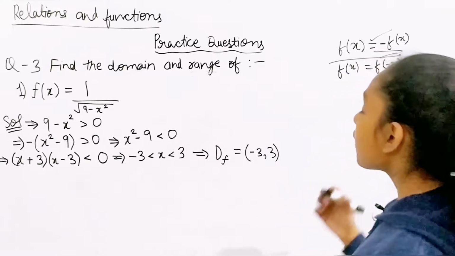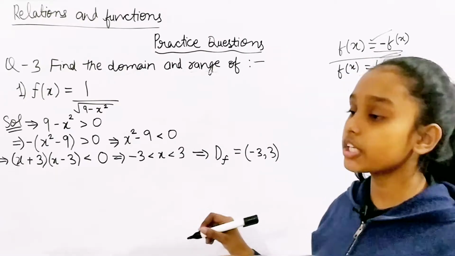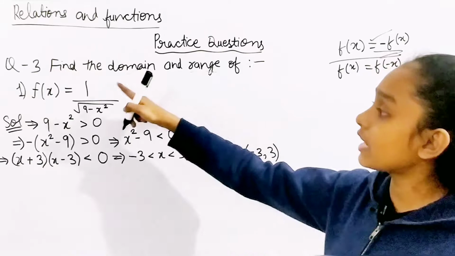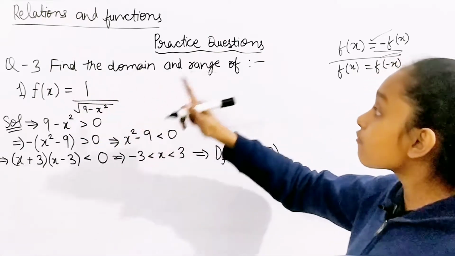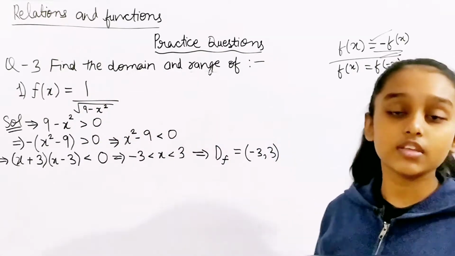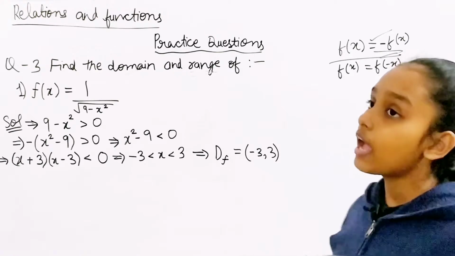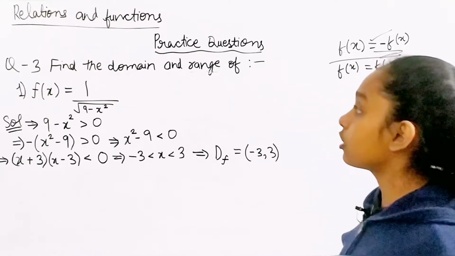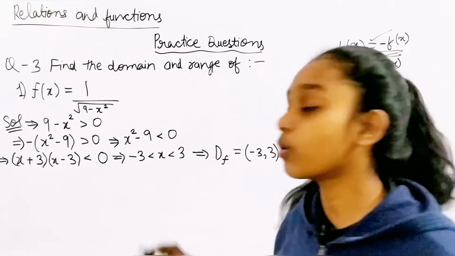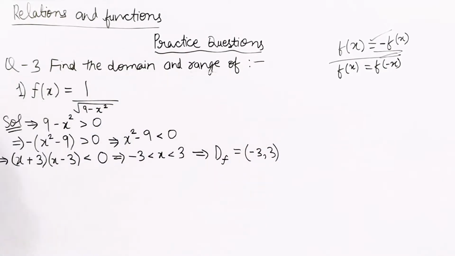Got it? So to find the range, it's obviously easy. First of all, the domain is going to be the x. But now for the range, we're going to use y, as we know that x is going to be our input value and y is going to be our output value. Got it? So we're going to use y in this place to easily find the range.